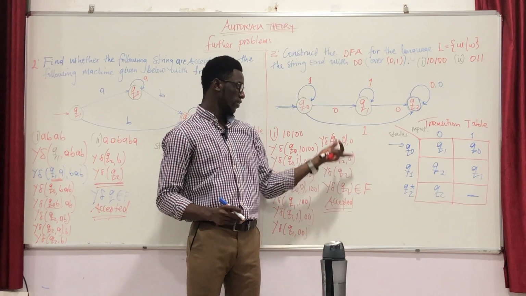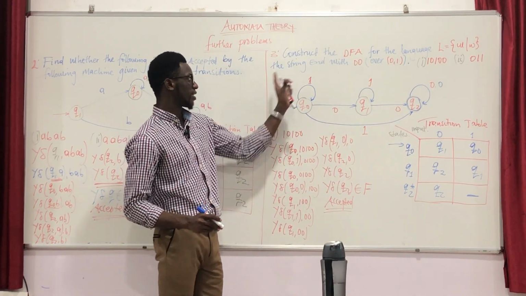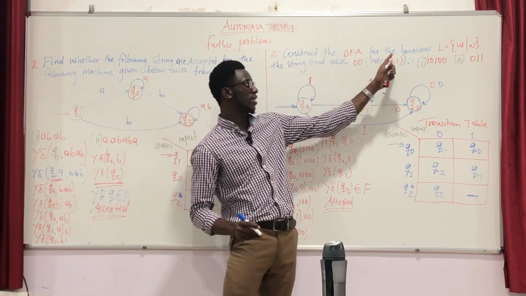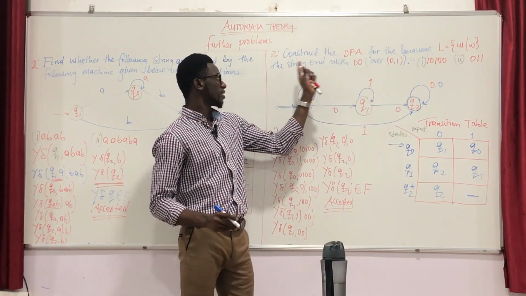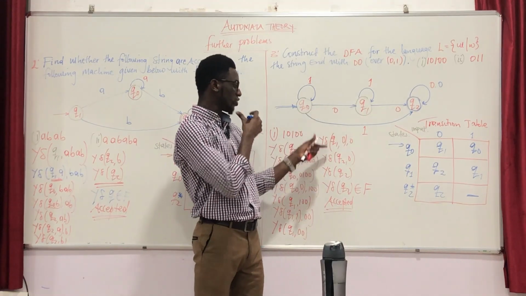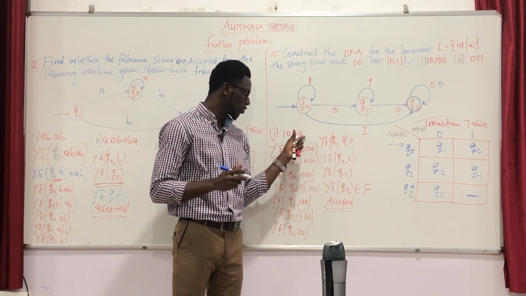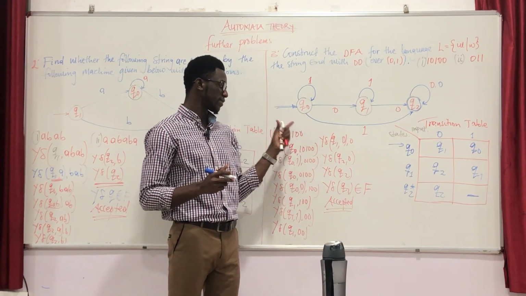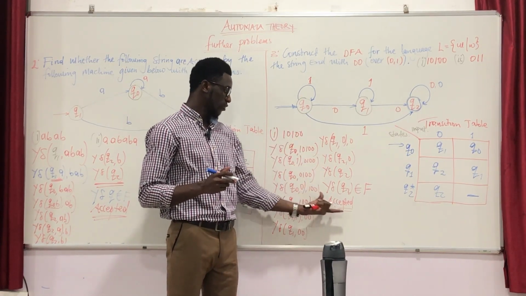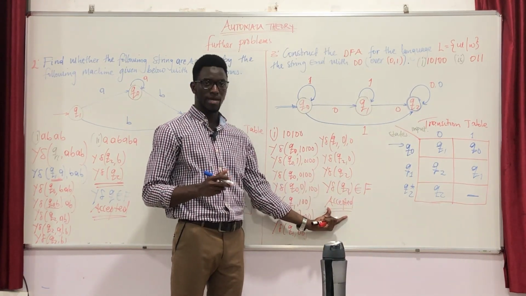So therefore, this string 10100, as stated here, constructs a DFA for the language over strings that end with 00. If we construct a string that ends with 00, it must be accepted by the machine. That's why when we solve this problem, we see it is accepted by the machine.